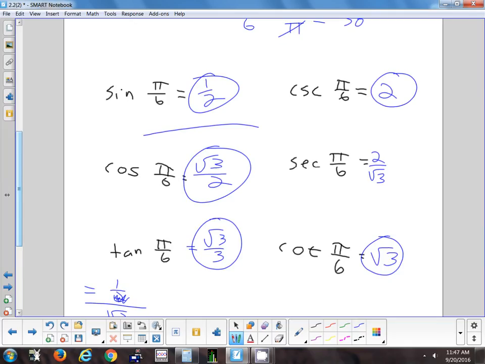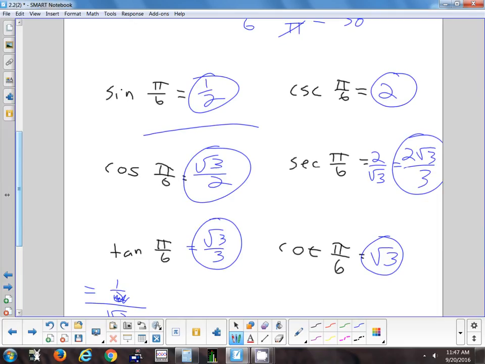And Alyssa, what will I get once I fix that? You get 2 square root of 3. Yep, perfect. Hey, that's just 6 trig functions for 30 degrees. Okay, same idea we did with the other ones.